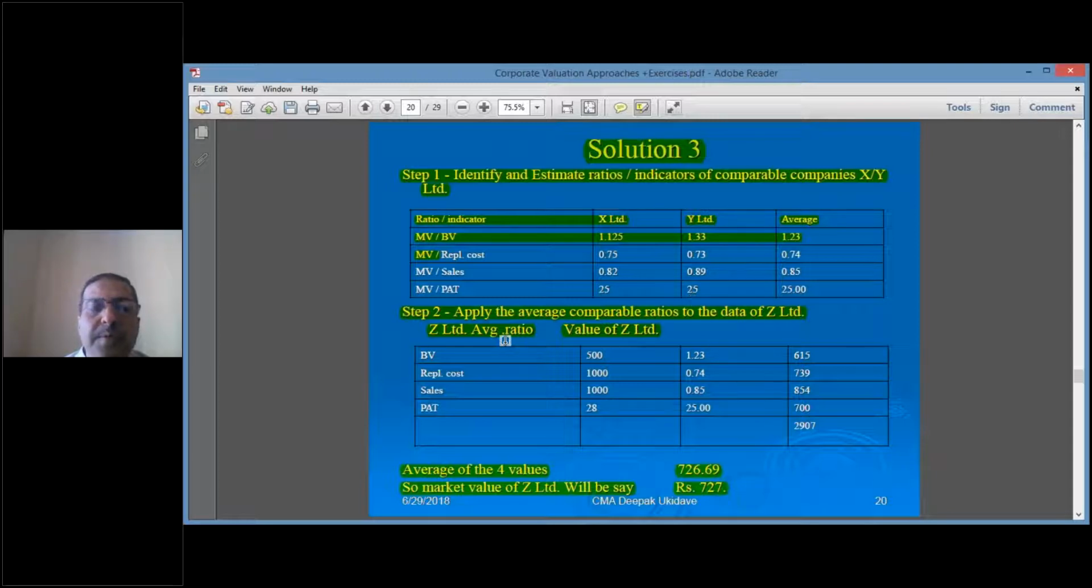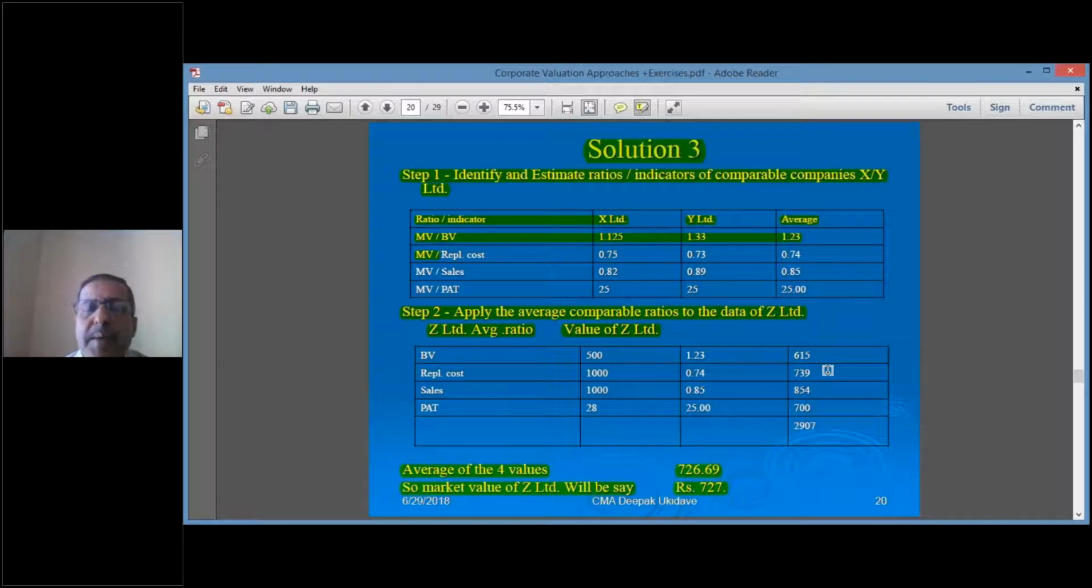Corresponding absolute figures means what is the book value of Z Limited? 500. What is the replacement cost of Z Limited? 1000. So these are the corresponding absolute figures. Apply means multiply. Apply 500 by 1.23, you get 615 as the market value of Z Limited on the basis of book value.